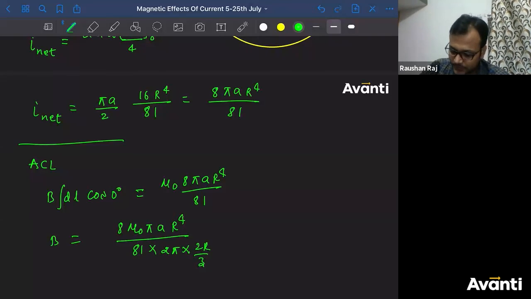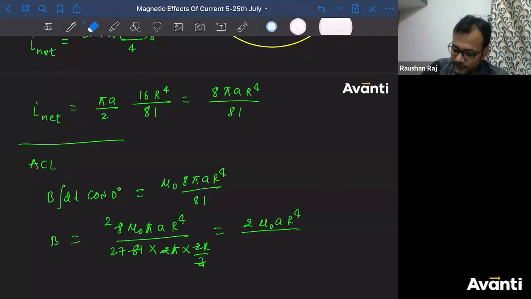We'll solve this. So this will give us 27. They'll get cancelled. This will give us 2. Pi and pi get cancelled. So I'll get 2 mu naught A R to the power 4, or R to the power 3 only, divided by 27.